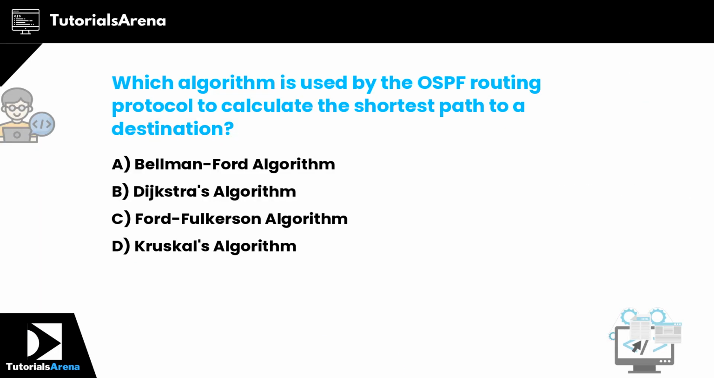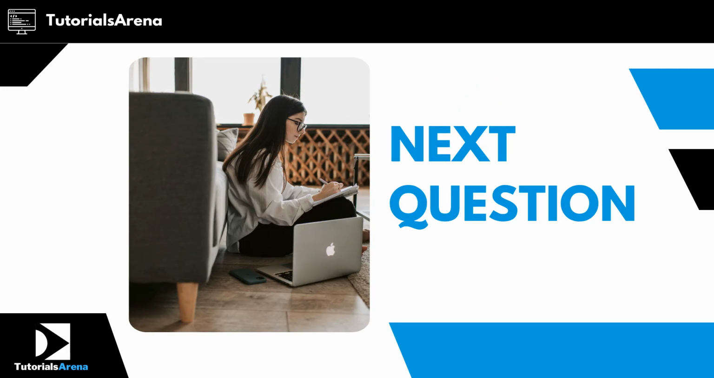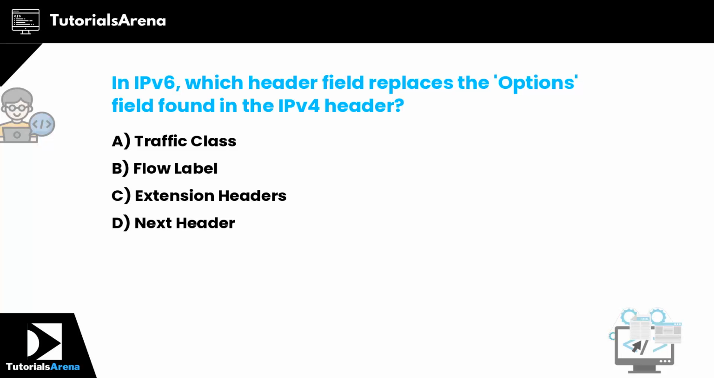Which algorithm is used by the OSPF routing protocol to calculate the shortest path to a destination? The correct answer is option B, Dijkstra's algorithm. In IPv6, which header field replaces the options field found in the IPv4 header? The correct answer is option C, extension headers.